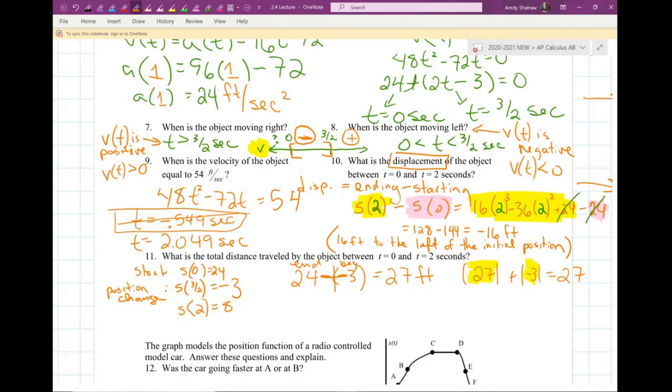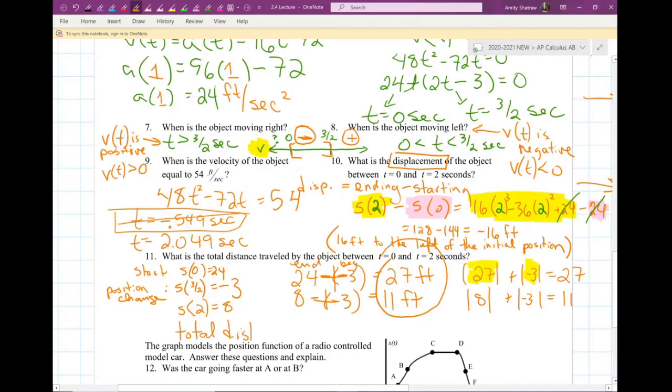Now then, what about this next movement? Again, I'm starting at -3 and I am ending at 8, so in this version of the equation, 8 minus a -3 is really 8 plus 3, which is 11 feet. Or you could take the absolute value of 8 and the absolute value of -3 and add those together and also end up with 11 feet. So all together, how far have I traveled? My total distance is 27 plus 11, which ends up being 38 feet.